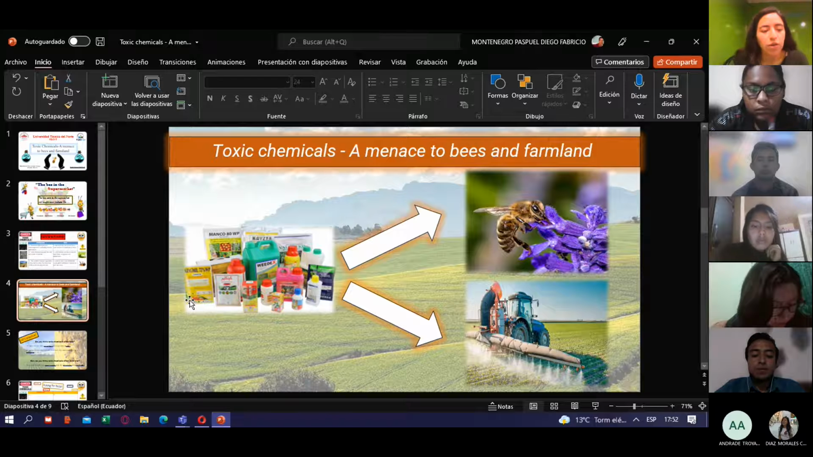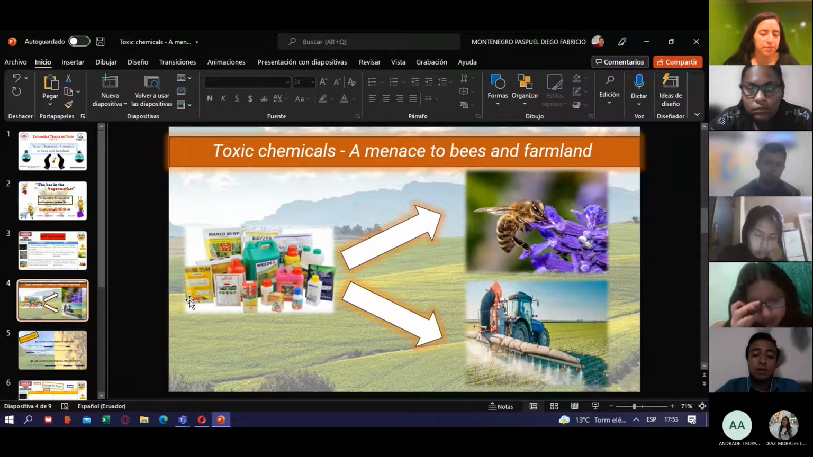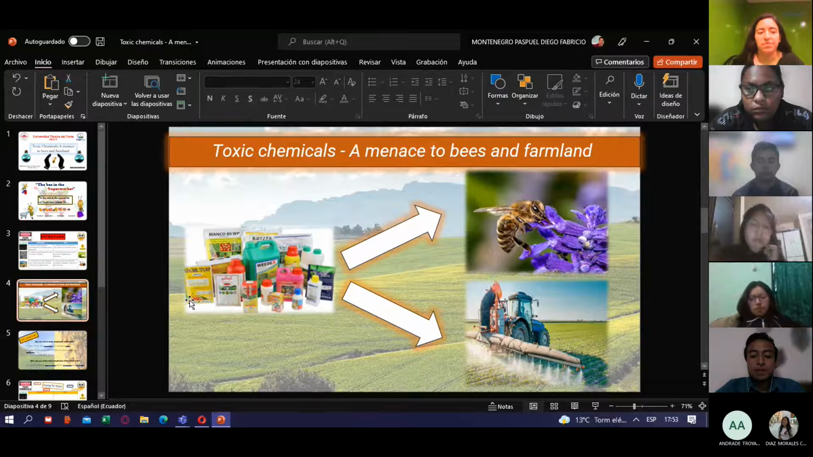Okay, dear. So, do you think chemicals affect bees? Of course they do. They poison bees and it causes their death. Bees play a fundamental role in the food chain, since many plants depend on pollination to live. The next question, please. How do you think toxic chemicals affect farmland? These chemicals affect the plant's growth, make the soil infertile, and alter its pH.